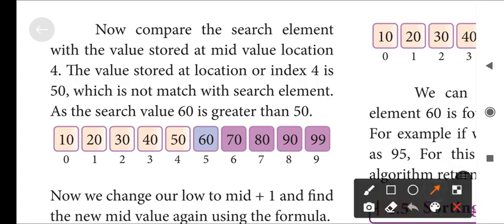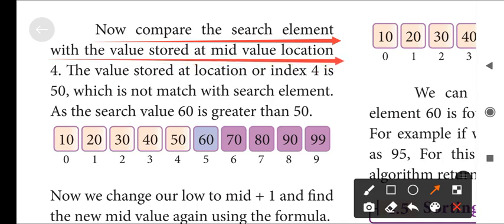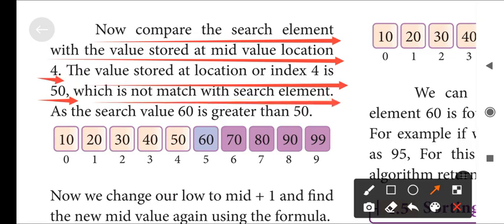Now compare the search element with the value stored at mid value location 4. The value stored at location or index 4 is 50, which does not match the search element, as the search value 60 is greater than 50. Now we remember the pseudocode.